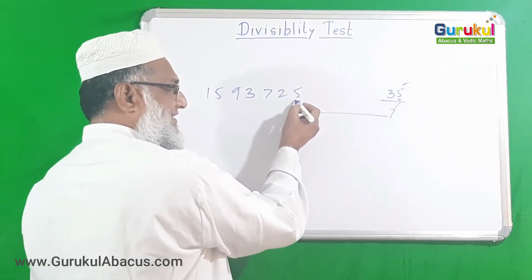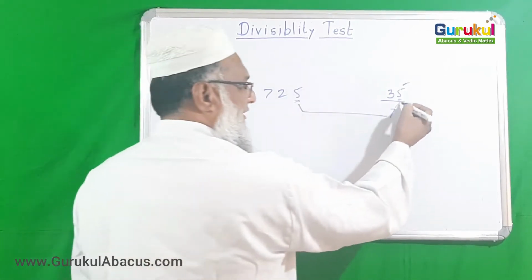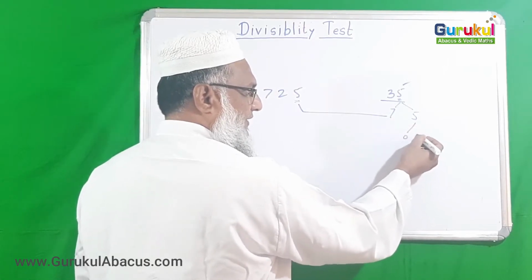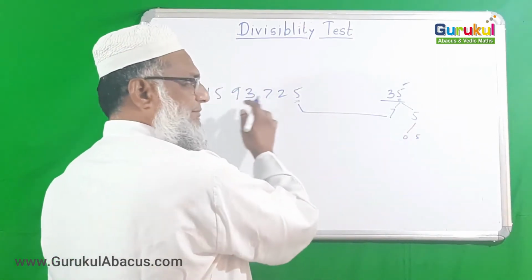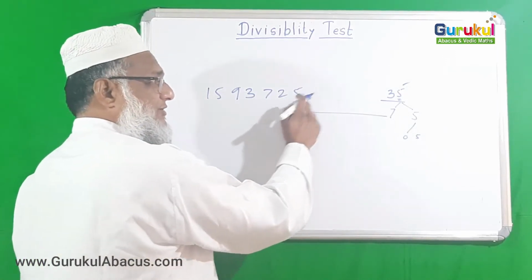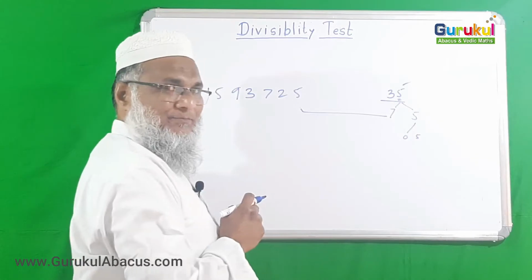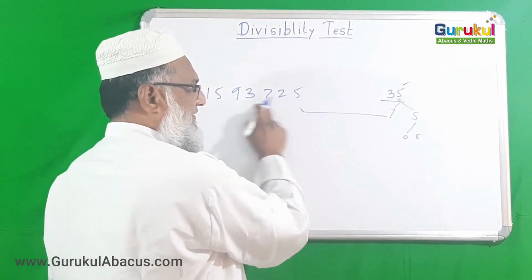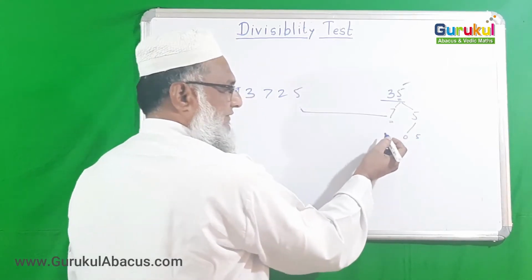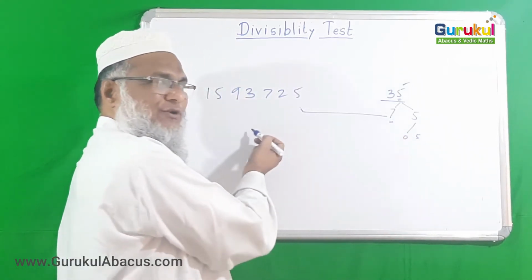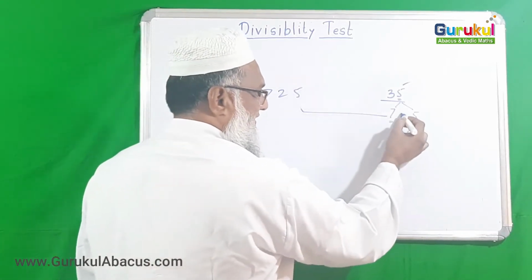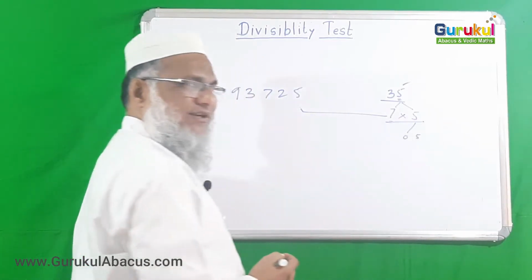Why? Because this number is ending with 5, and I know the test of 5. The test of 5 is what? If the number ends with 5 or 0, then that number is exactly divisible by 5. It is ending with 5, so we cannot yet say it is exactly divisible by 35. But I know it is exactly divisible by 5 because it ends with 5. So just check whether it is divisible exactly by 7 or not. If it is exactly dividing by 7, then we can say it is exactly divisible by 35, since 7 fives are 35.